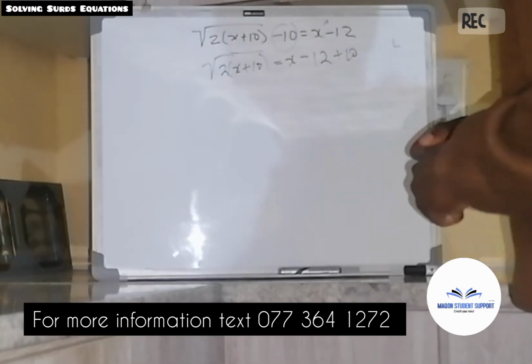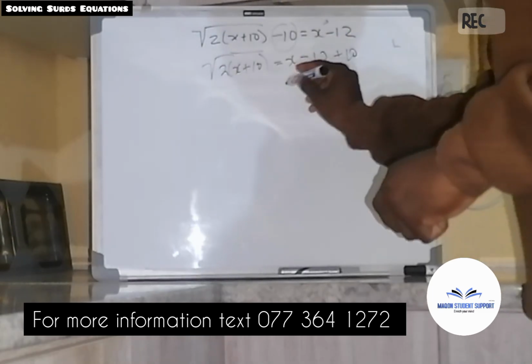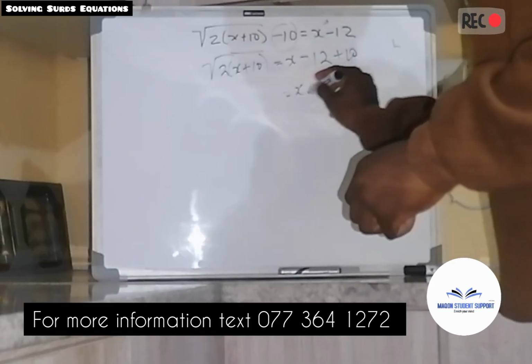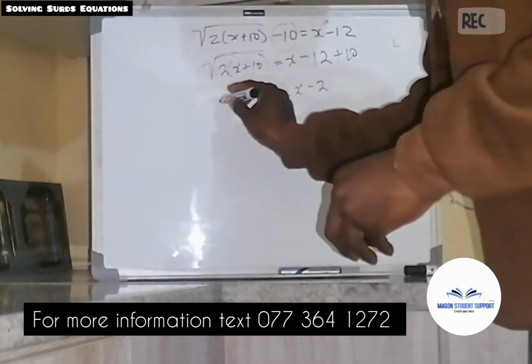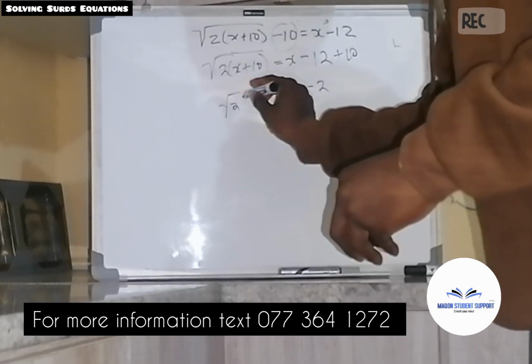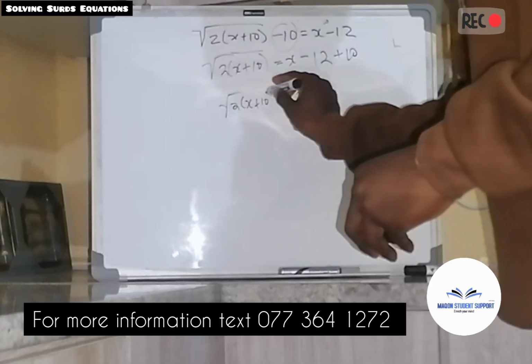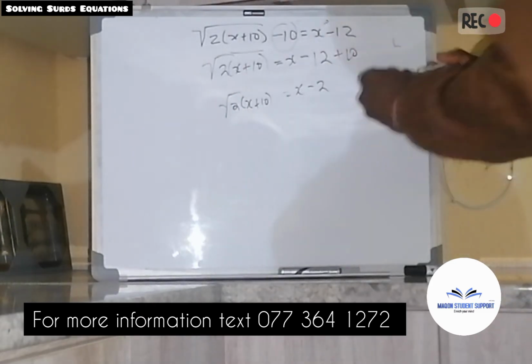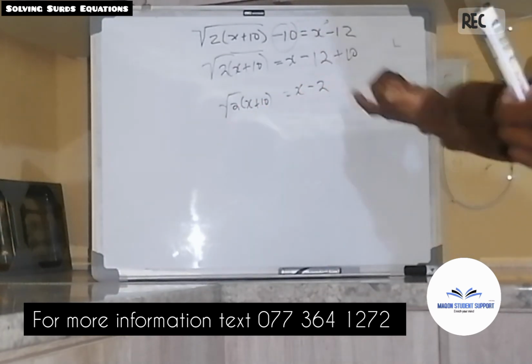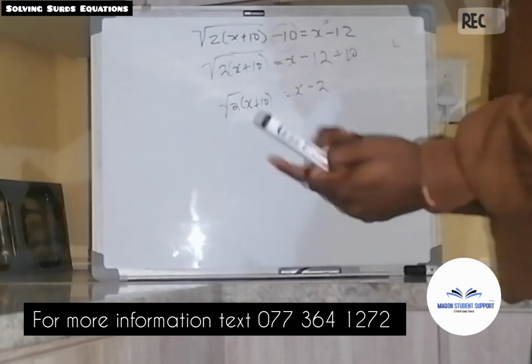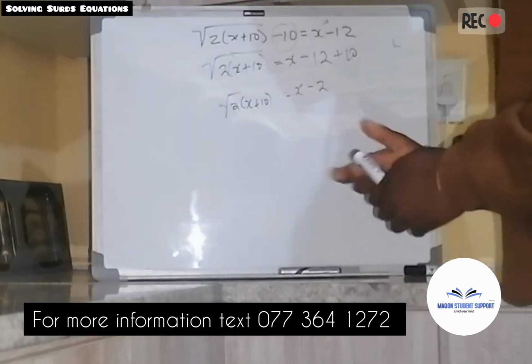So now we are having negative 12 plus 10. Negative 12 plus 10, when you put it in your calculator, it will give you what? Negative 2. So once you have negative 2 here, it will be negative 2 square root of open bracket x plus 10. And now the left hand side has a surd form, and the right hand side is a normal algebraic equation with binomial terms, 2 terms.